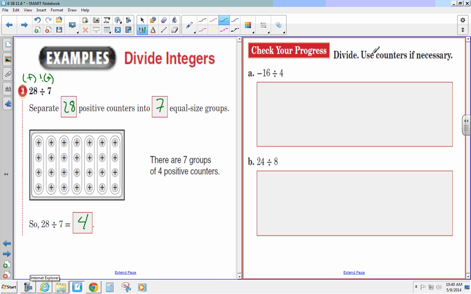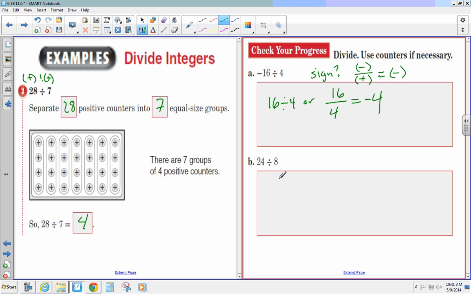All right, divide. Use counters if necessary. I think you can do this by saying 16 divided by 4, or writing it as a fraction. Now, 16 divided by 4. If you grouped all of these together, 16 divided by 4 is 4. And the question is, what is the sign? Well, we have a negative divided by a positive, which means the result will be negative. There is no canceling out of the negative signs.